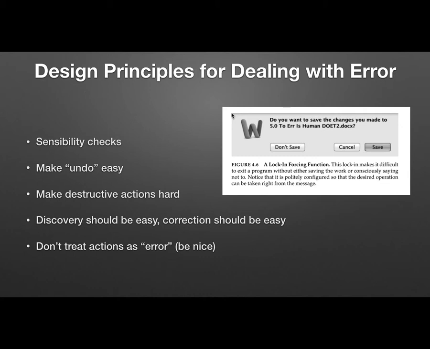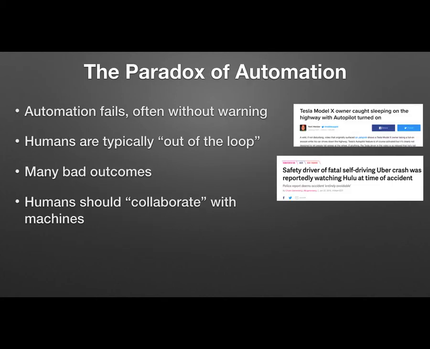But in general, we want to promote discovery being easy and correction being easy whenever you do make a mistake. And we don't really want to treat things that are wrong as errors, in the sense that we don't want to be mean to a user about it. You want the system to be helpful. For the most part, people don't like interfaces or systems that are mean to them, that are very assertive. That's not always true, but for the most part, that's a good way to go.